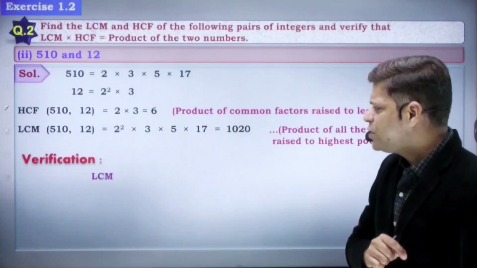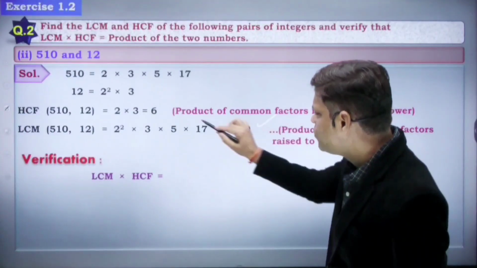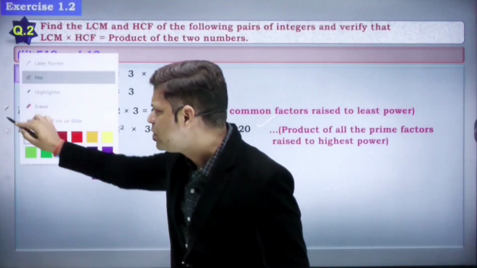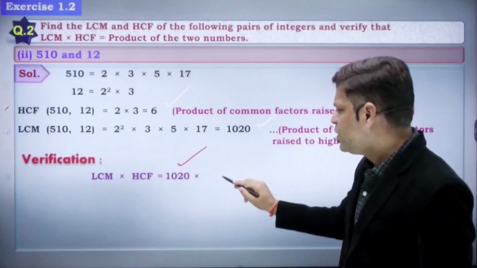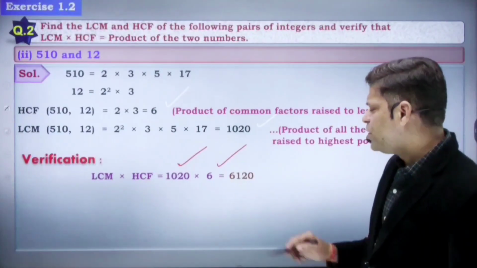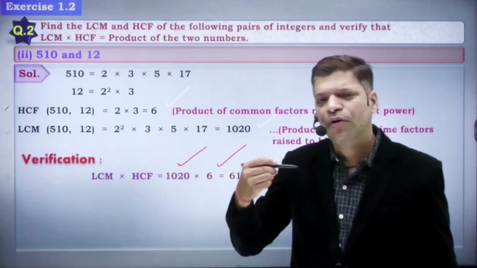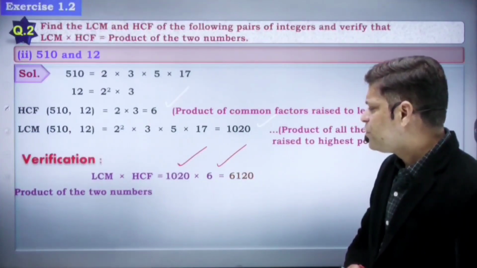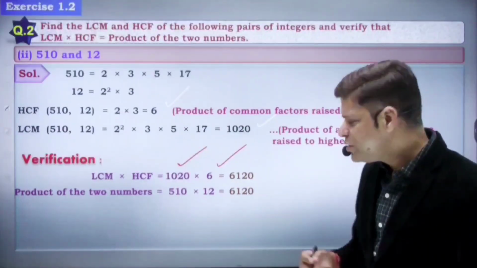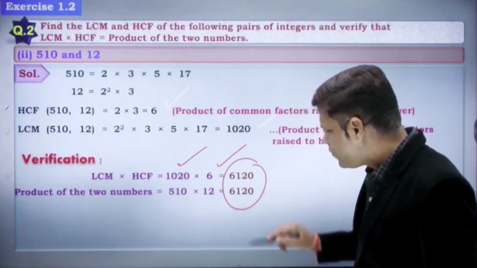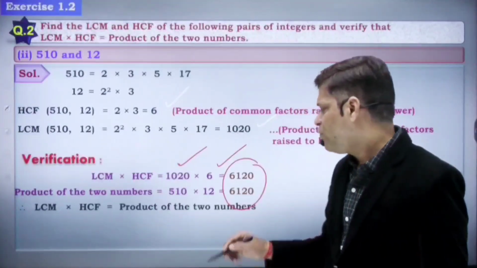To verify, we first find the product of LCM and HCF, that is the product of 1020 and 6. When we find the product, it will be equal to 6120. And also we have to find the product of both the numbers, that is 510 into 12, and we find that this is also equal to 6120. They both are the same. So here we verified that LCM into HCF is equal to the product of the two numbers.